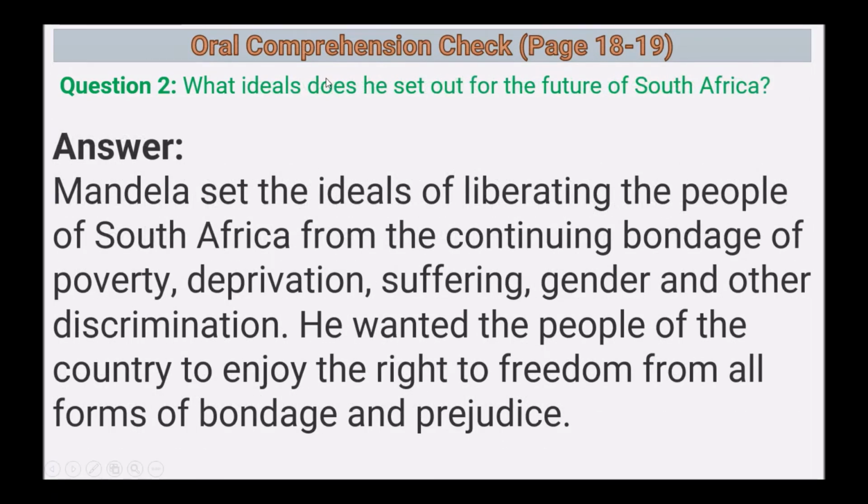Next, what ideals does he set out for the future of South Africa? Mandela set the ideals of liberating the people of South Africa from the continuing bondage of poverty, deprivation, suffering, gender and other discrimination. He wanted the people of the country to enjoy the right to freedom from all forms of bondage and prejudice.